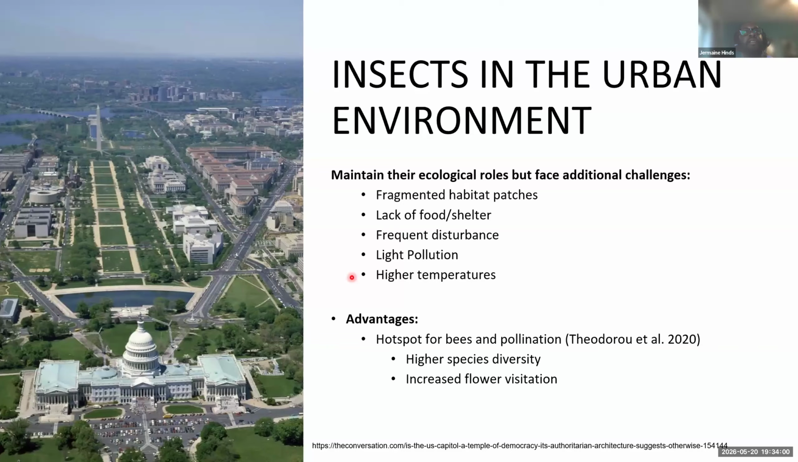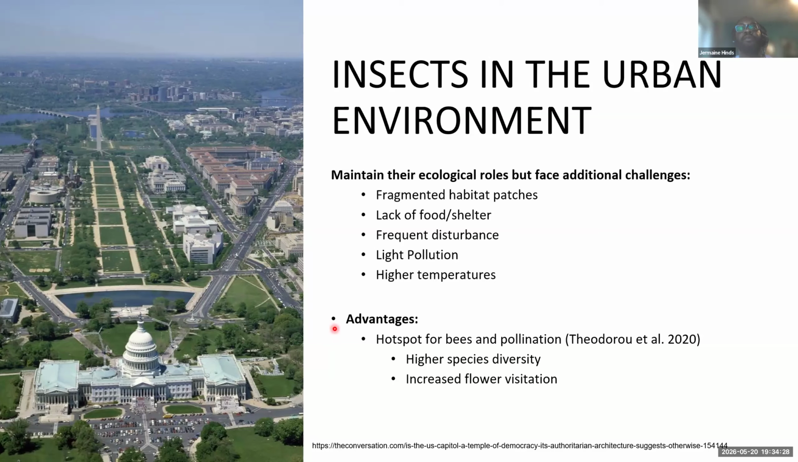temperatures. Around a lot of the hard surfaces, they tend to absorb sunlight and raise the ambient temperature. In some cases, insects develop faster in warmer temperatures, but in some cases, it could push them into a stress response where they're in need of water and nectar resources to prevent heat stress.